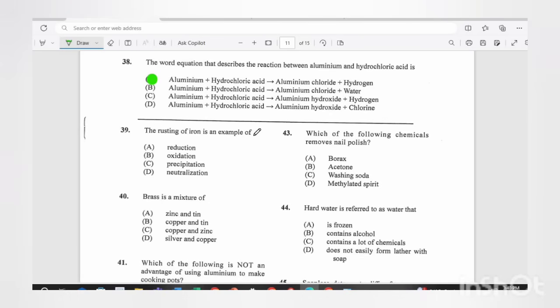39. The rusting of iron is an example of, is it A. Reduction, B. Oxidation, C. Precipitation, or D. Neutralization? The answer there is B.